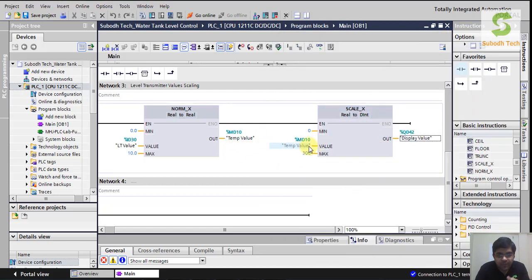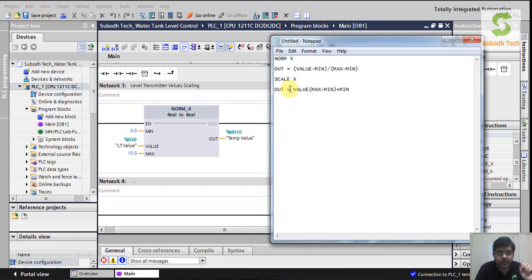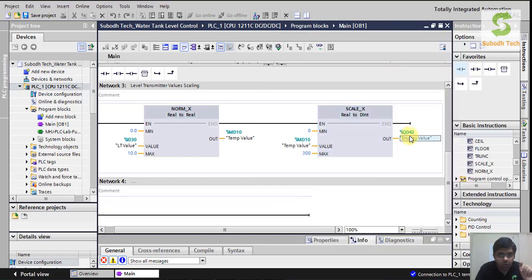This 0.5 value we are giving to the SCALE_X. Now in SCALE_X, this value would be scaled between the specified range, that is 0 to 300, because the water tank in our example is of 300 liters. So it is 0 to 300 being set. And the output it is calculating this way: for SCALE_X, out is equal to value into max minus min plus min. Suppose we are receiving 0.5, so 0.5 into 300, because min is 0. So 0.5 into 300 is 150. So the display will show us 150.